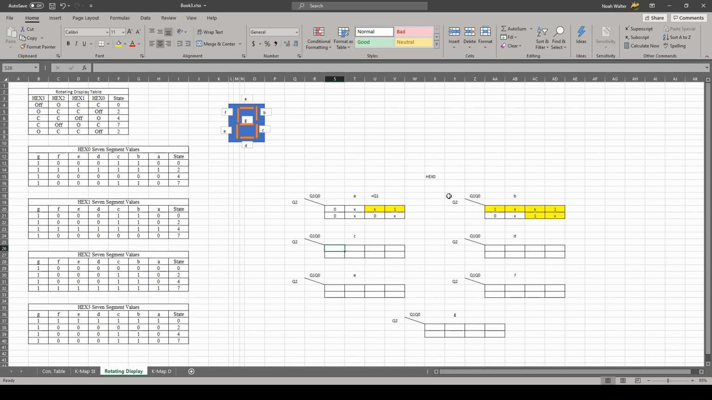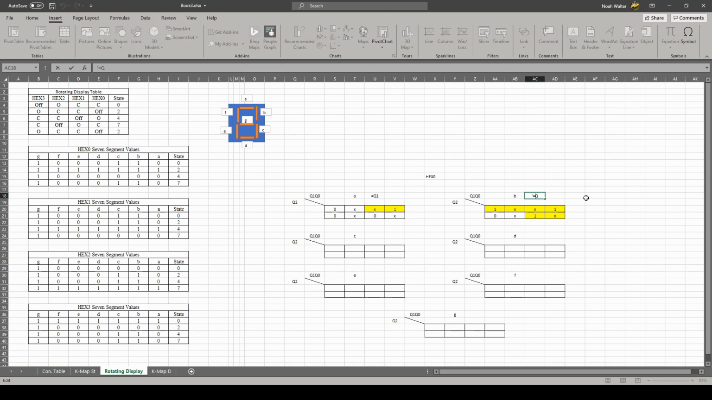Same thing for the rest of them. And B is equal to Q2 bar or Q1. Once those are done, you're going to finish up the rest of them, which I'll do right now, and then we are going to move on to Quartus.